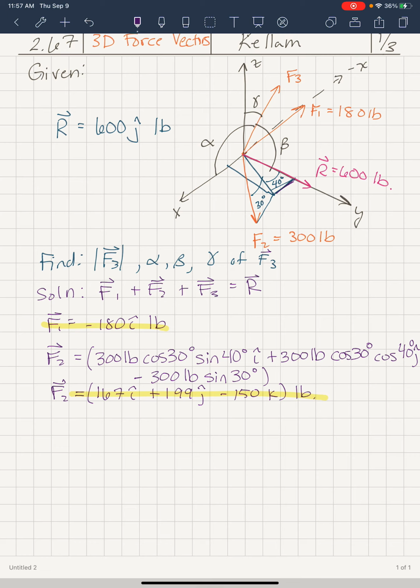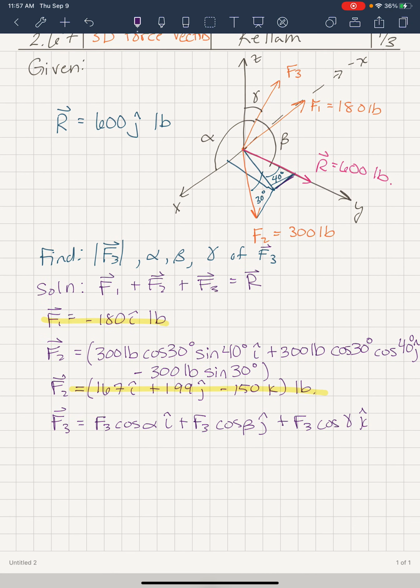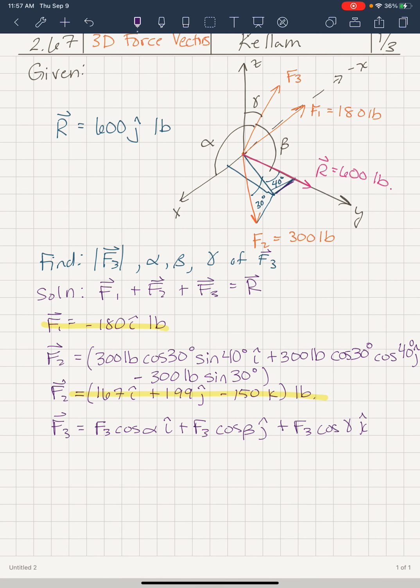F3, we don't really know anything about, but we can go ahead and write how we can represent it. F3 equals F3 cosine alpha I plus F3 cosine beta J plus F3 cosine gamma K. And then we also know R equals 600 J. That's pounds. So now we have all of these written out.